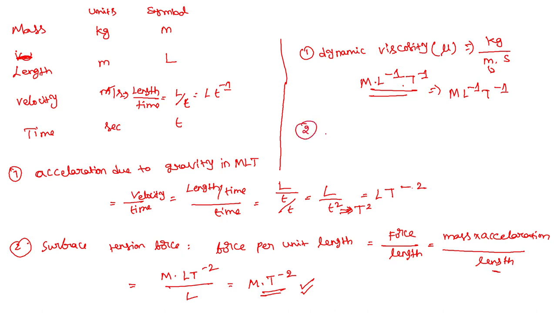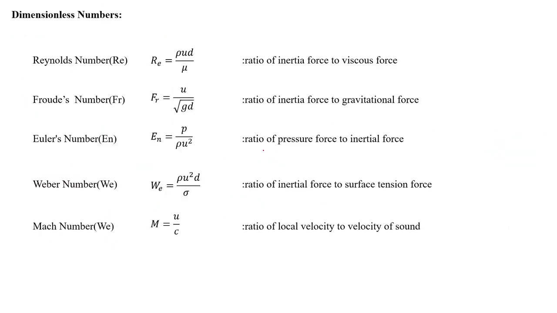So what else can we solve? Let's say density. How can we write density? Density is mass per volume, nothing but kg per meter cube. So it will be M by L cube, so M into L cube inverse. These are the few basics to remember. Let's proceed with dimensionless numbers.